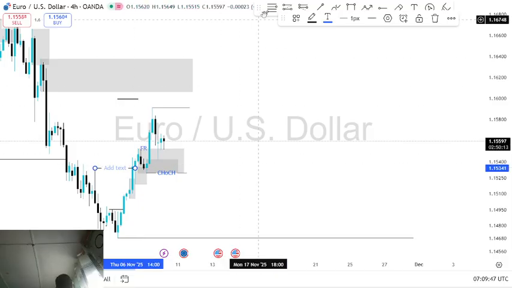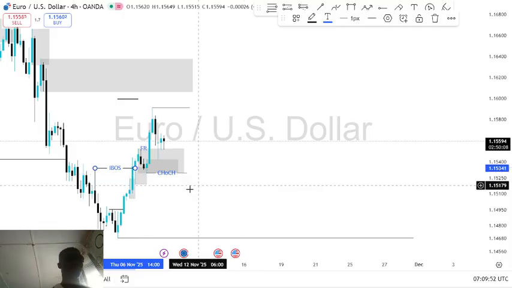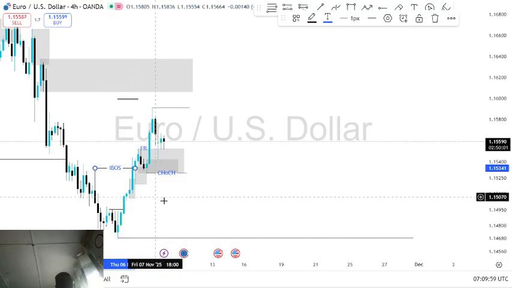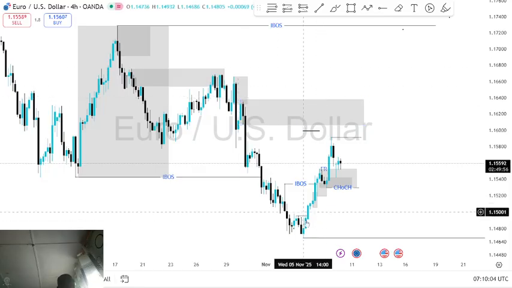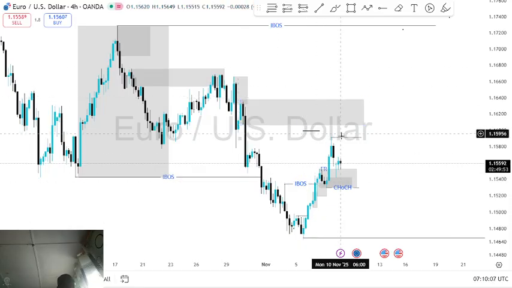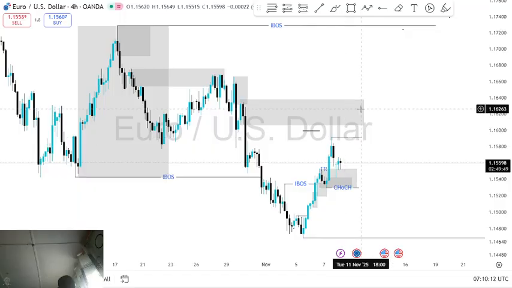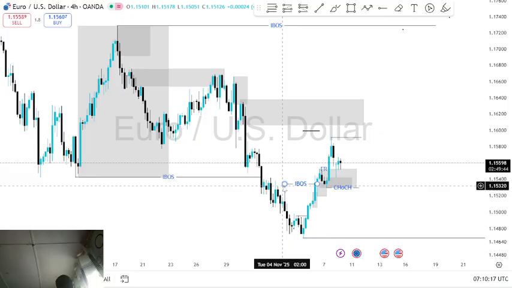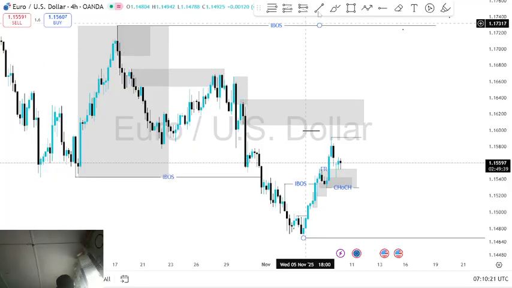pullback. So this one is an IBOS, internal break of structure, and this one is a fractal structure. This fractal structure is the first signal that this IBOS, internal pullback is starting. But we also have this IBOS. This is where we get these complex structures. So what is happening here?